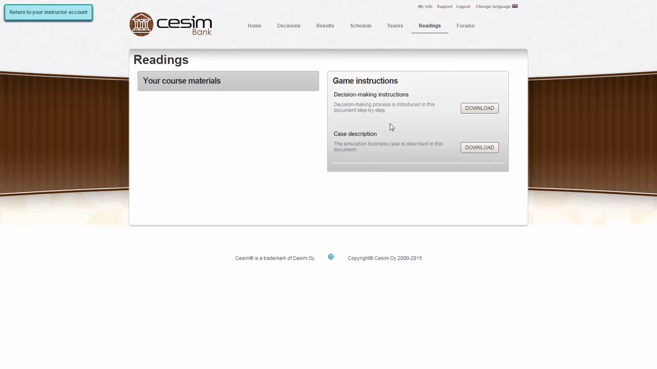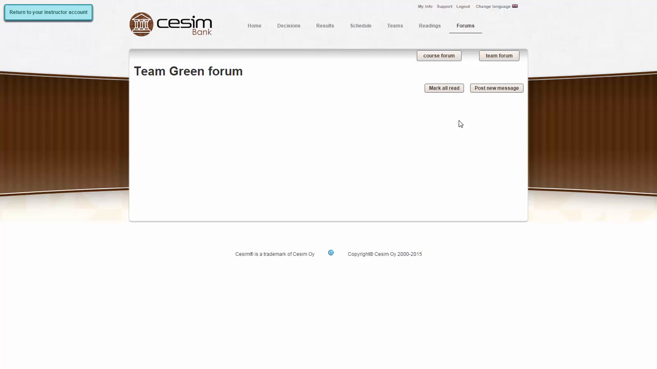Then we find the readings page where there are the decision-making instructions and a brief case description, and then there is the forums page, which has a team forum for teams' internal correspondence, and then there's the course forum where the messages are visible for all the participants in this course.